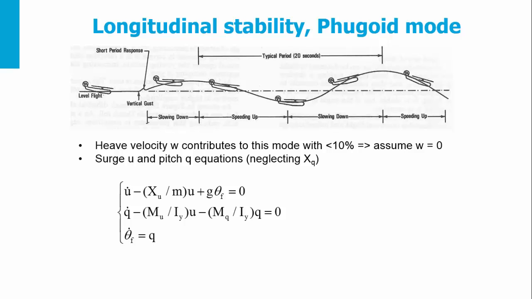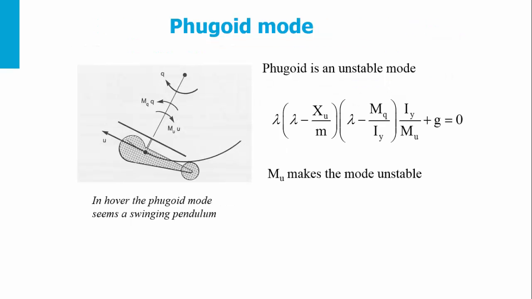The heave velocity W usually has a smaller contribution to this mode, smaller than 10%, and it can be assumed 0. Therefore, in a phugoid approximation, one can consider that the phugoid is a combination of the surge velocity, U, and the pitch moment. And the helicopter will start first speeding up, slowing down, speeding up, and so forth. The phugoid mode in a helicopter is usually an unstable mode.